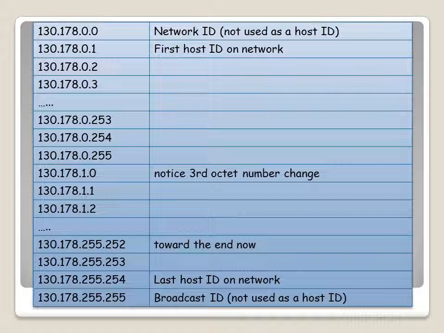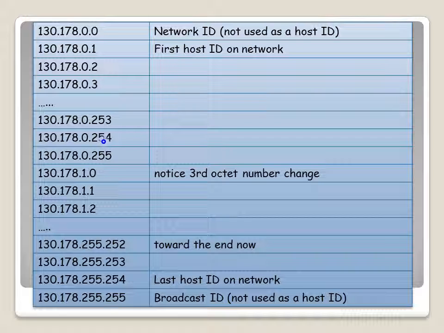Now that you have the network address for your network, you can start assigning IP addresses to your hosts. If we're using 130.178.0.0 with a subnet mask of 255.255.0.0, we can start filling in the blanks and adding host IP addresses. We never start with the 0 ID because that's the network address. So we start with 130.178.0.1 and go up from there. We also don't use the last IP address in the network because that's the broadcast address.